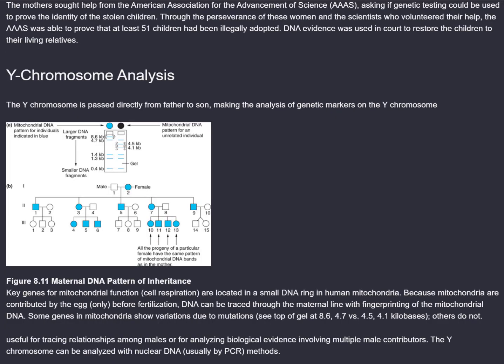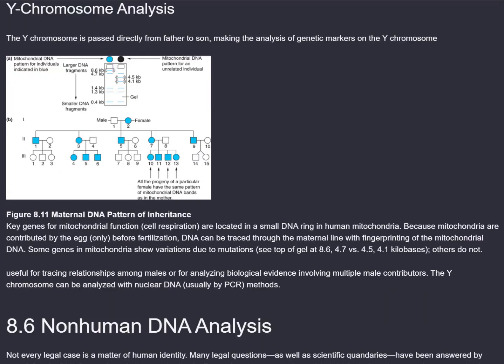The mothers sought help from the American Association for the Advancement of Science, AAAS, asking if genetic testing could be used to prove the identity of the stolen children. Through the perseverance of these women and the scientists who volunteered their help, the AAAS was able to prove that at least 51 children had been illegally adopted. DNA evidence was used in court to restore the children to their living relatives.